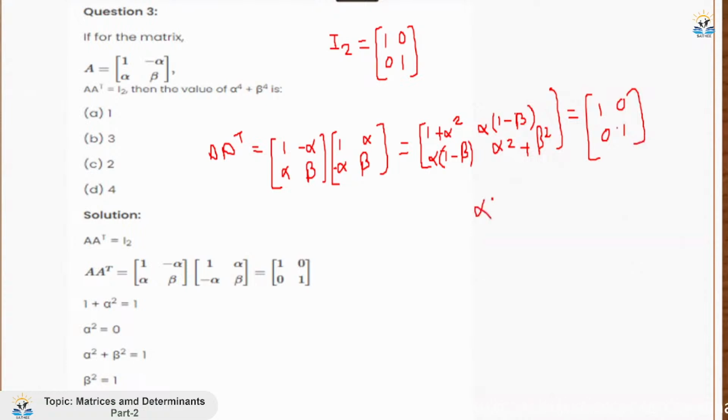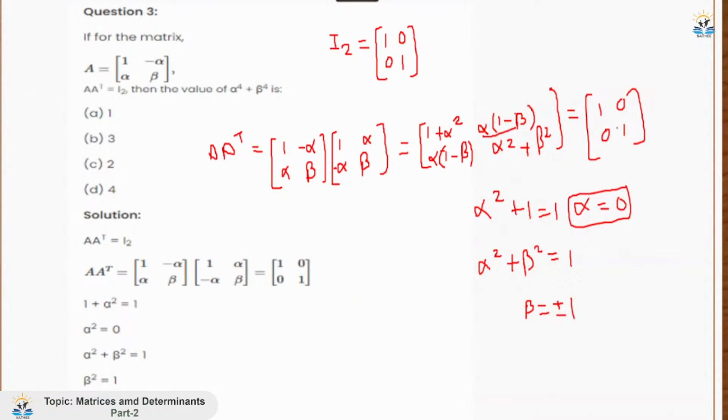So from here you are getting the value of alpha square plus 1 equal to 1. So alpha is equal to 0. Similarly, alpha square plus beta square is equal to 1. So beta is equal to plus minus 1. But I need to check this. So take this equation, alpha is equal to 0 only. So this thing is 0.